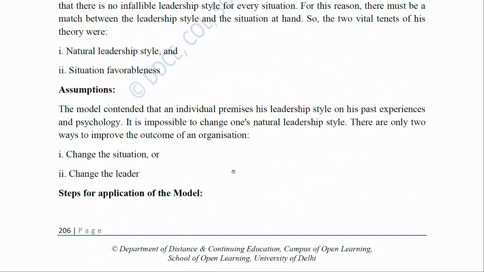Assumptions. The model contended that an individual premises his leadership style on his past experiences and psychology. It is impossible to change one's natural leadership style. There are only two ways to improve the outcomes of an organization. 1. Change the situation. 2. Change the leader.